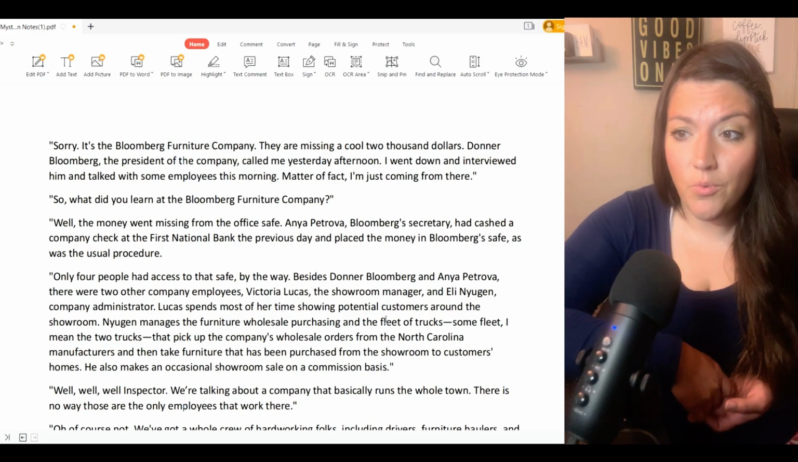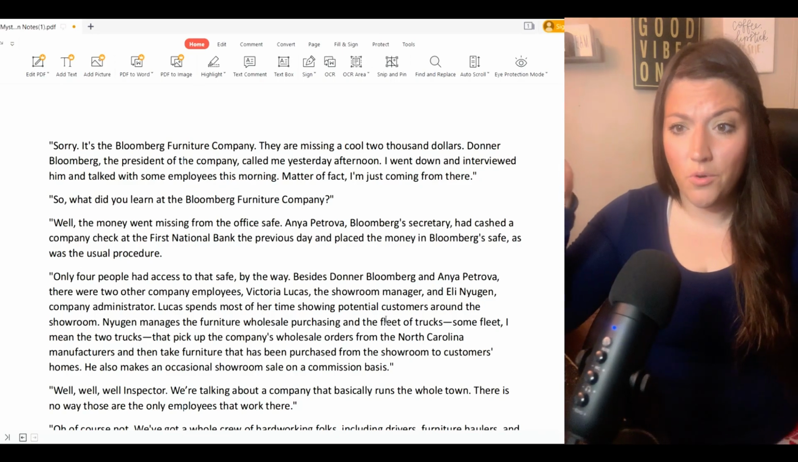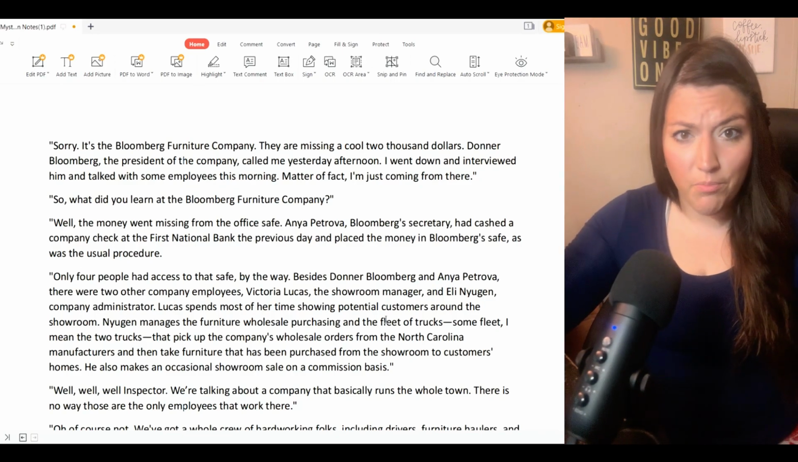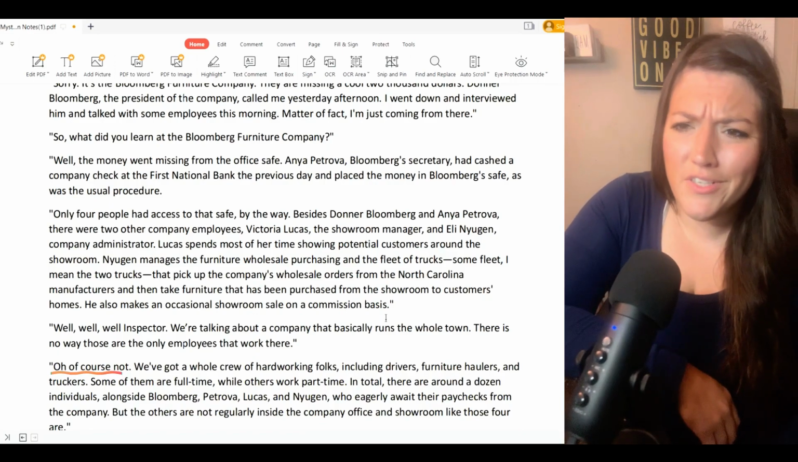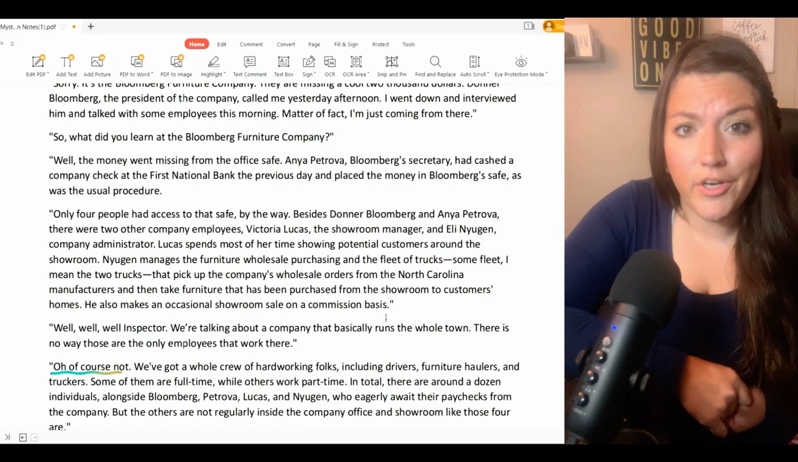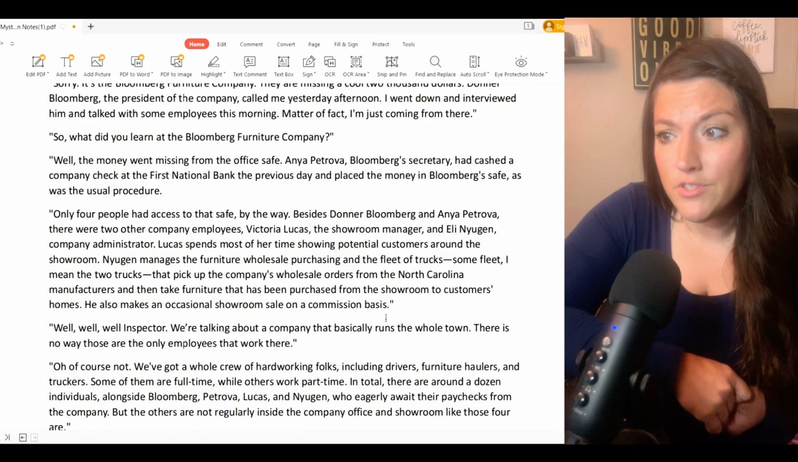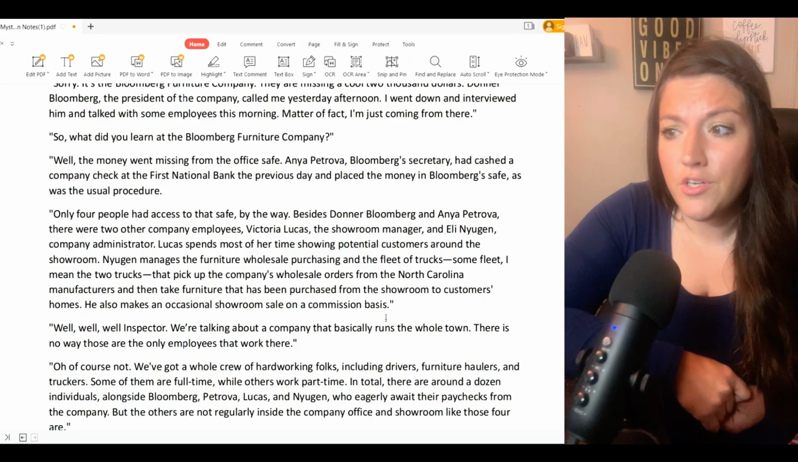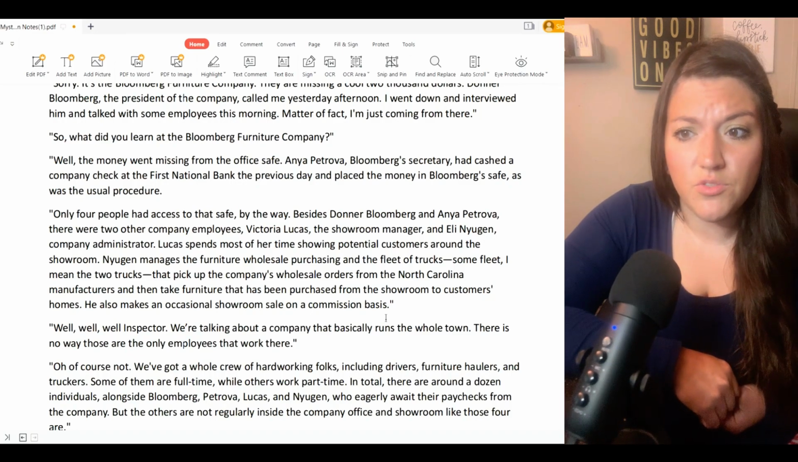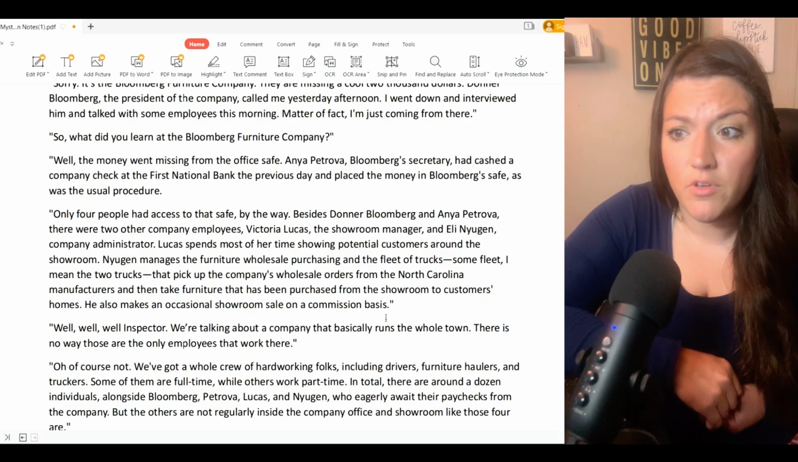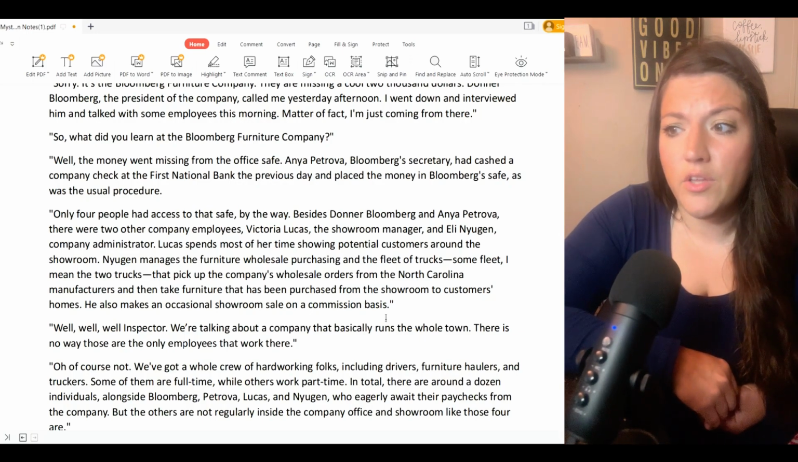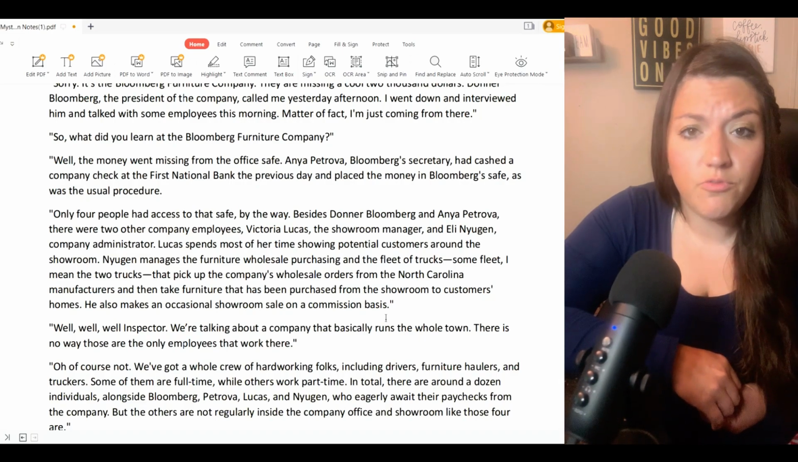Well, Inspector, we're talking about a company that basically runs the whole town. There's no way those are the only employees that work there. Oh, of course not. We got a whole crew of hard-working folks, including drivers, furniture haulers, and truckers. Some of them are full-time, while others work part-time. In total, there are around a dozen individuals, alongside Bloomberg, Petrova, Lucas, and Nguyen, who eagerly await their paychecks from the company. But the others are not regularly inside the company office and showroom like those 4 are.